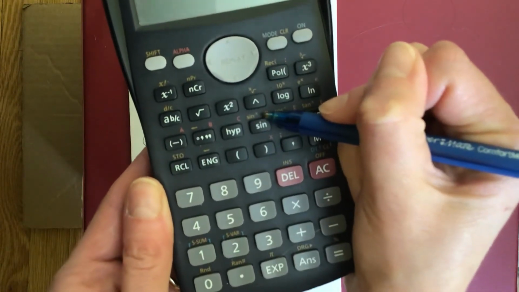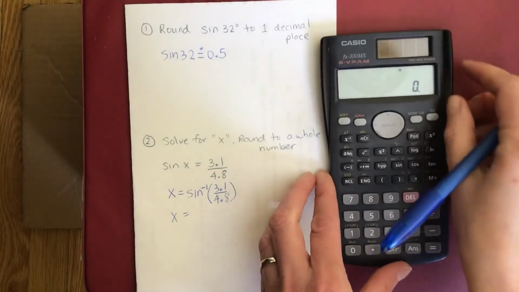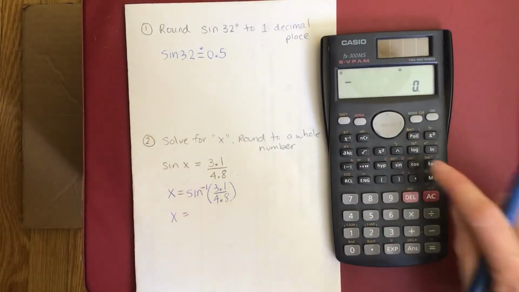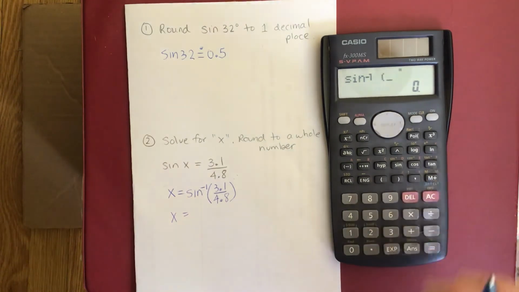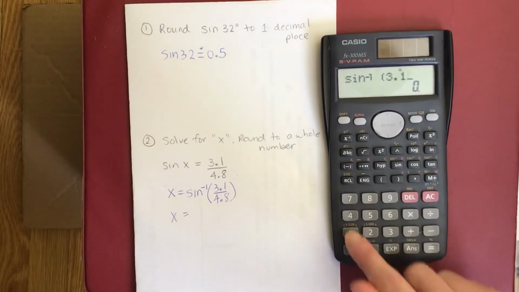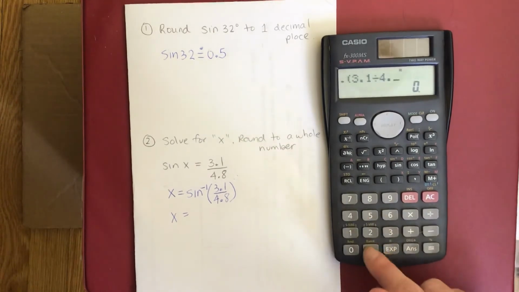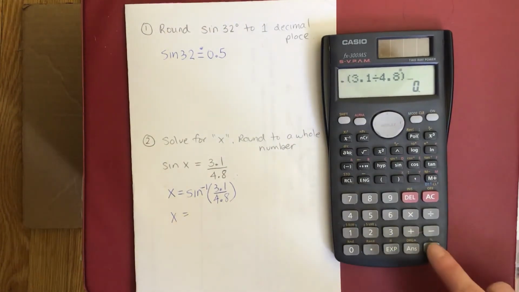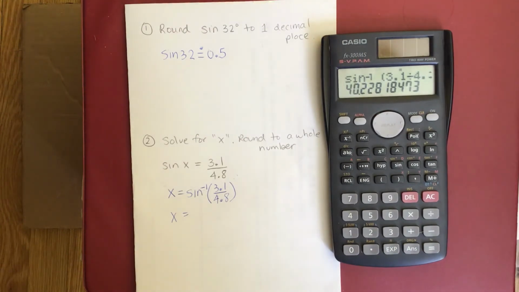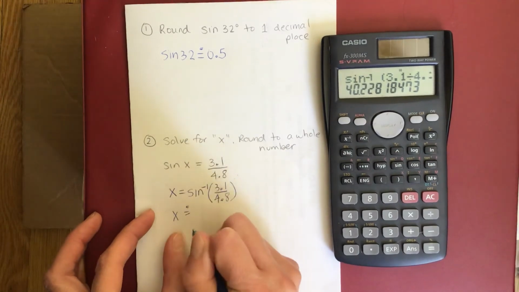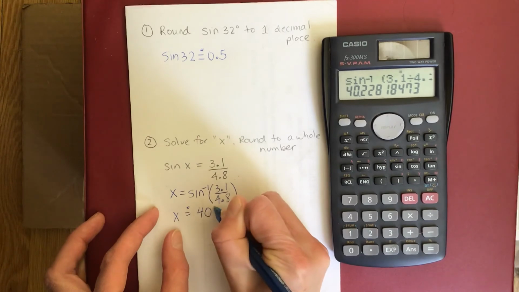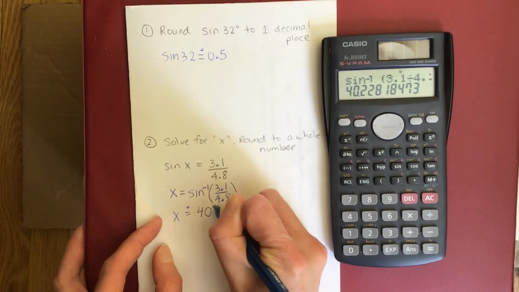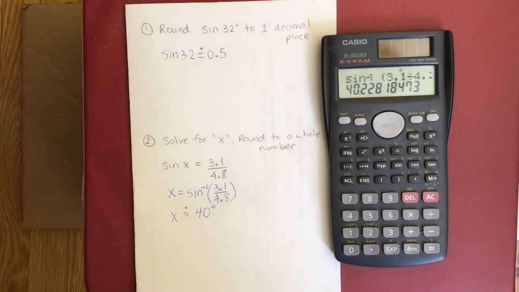So now to get x in your calculator, you need to get that sine to the -1, that is right here above sine. So you're going to hit shift, you're going to hit that sine button, which gives you the sine to the -1, bracket, 3.1 divided by 4.8, close bracket, hit the equal sign. So here we get 40.22818 and so on, and we're rounding to a whole number. So this would be equal to 40. And in this case, this would always be an angle, so we are going to put a little degree sign right there for our units.